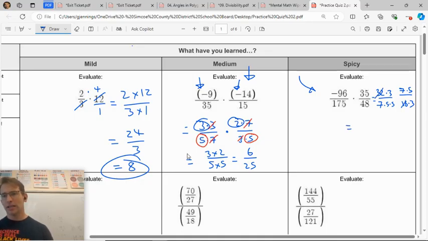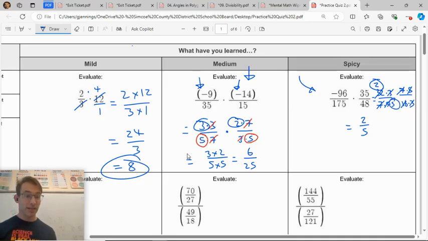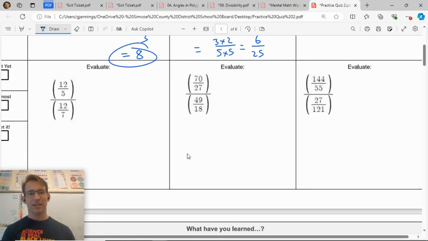32 and 16 can cancel. That leaves a 2. And then the 3s cancel here, bonk, bonk. The 7s cancel. And the 5s cancel. There's so many cancels. It's just so nice. And so we end up with 2 on 5. 2 and 5 are the only numbers that survived that wave of cancellations. So it's actually not that hard once you learn to see numbers in this way. All right, let's keep going.